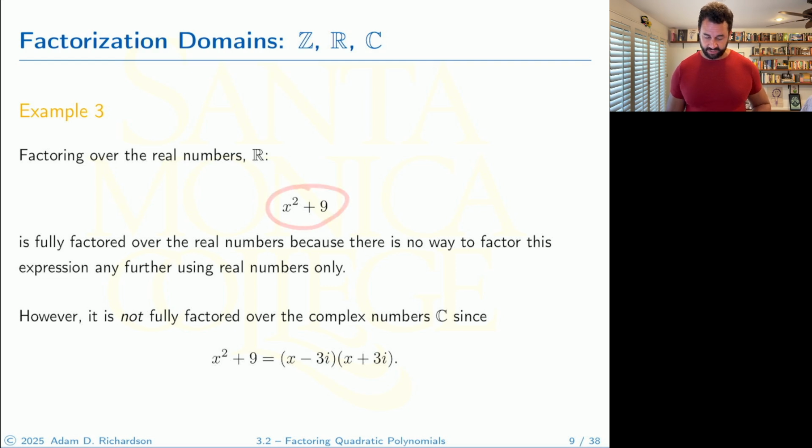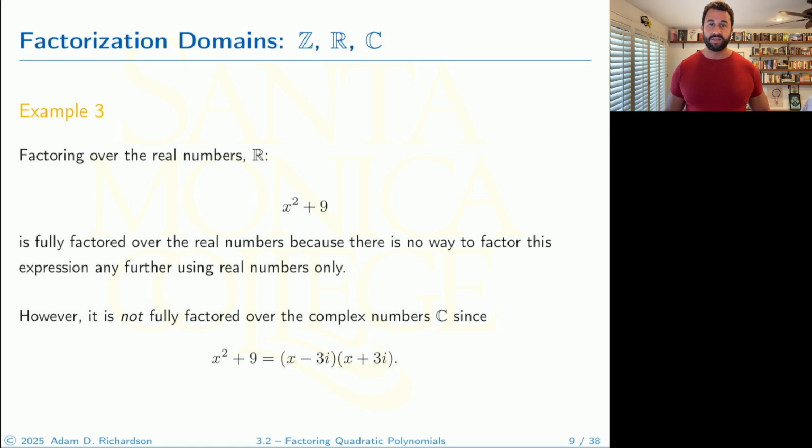Here is an expression that is fully factored over the real numbers. We can't factor it anymore if we're only allowed to use real numbers. But it is not fully factored over the complex numbers. We're going to see why in section 3.6, but you could factor this even further as x minus 3i times x plus 3i, where i is equal to the square root of negative 1. We'll talk about that later.